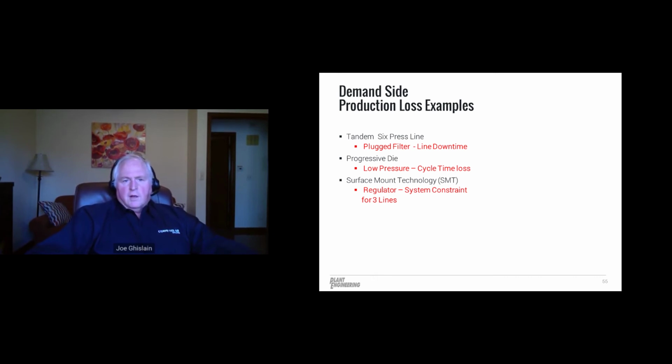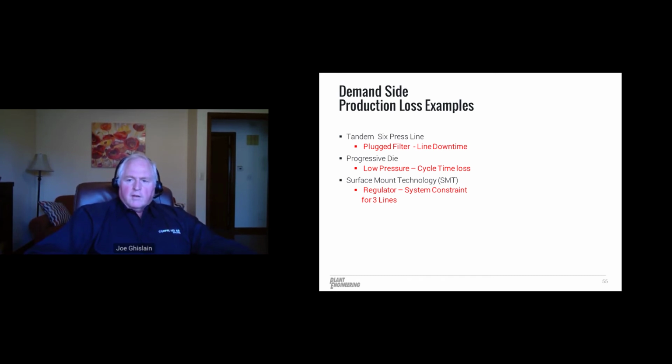Other demand side losses are production losses. Plugged filters: I had a tandem press when I was at Chicago Stamping, went out to the line. They said, "You're not giving us enough air pressure." I walk out there, the first press being fed off the compressed air line was running slow or stopped, and the rest of them were running fine. It turned out they had a plugged filter going into that line.